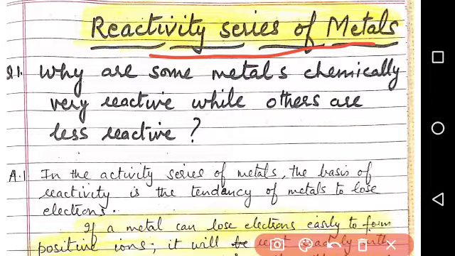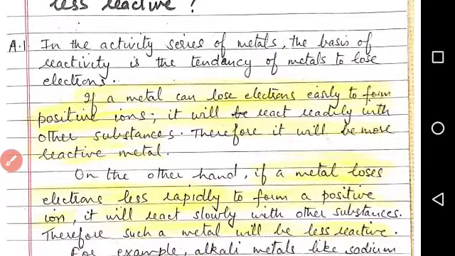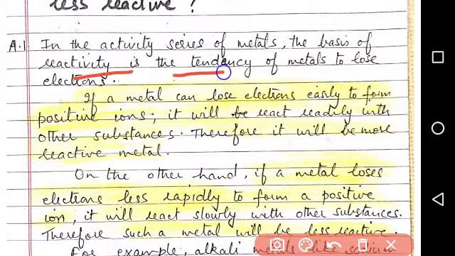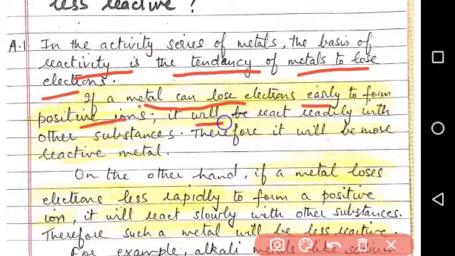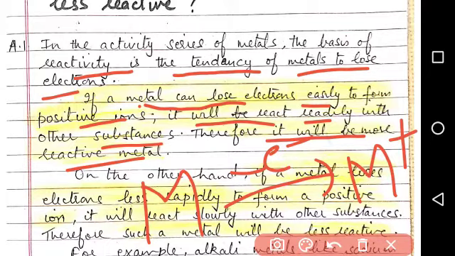In the reactivity series, why are some metals chemically very reactive while others are less reactive? The answer is that the basis of the reactivity of metals is their tendency to lose electrons. If a metal can lose electrons easily to form positive ions, it will react readily with other substances, therefore it will be a more reactive metal.